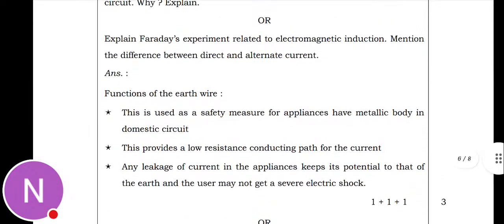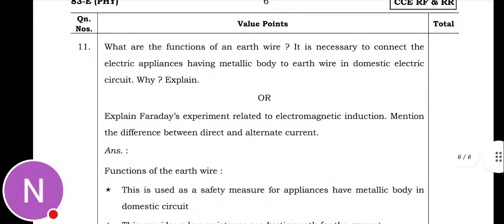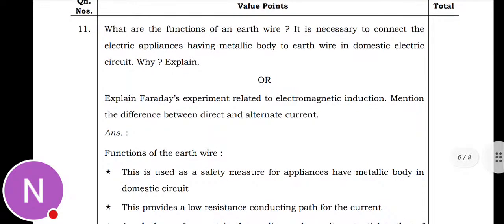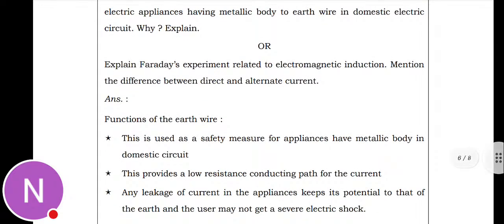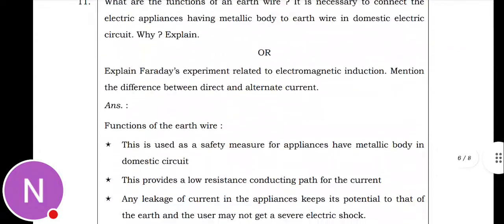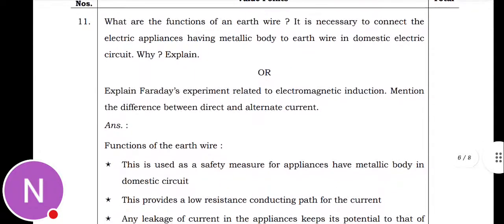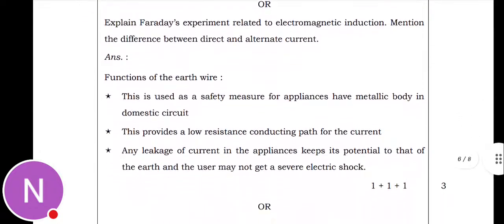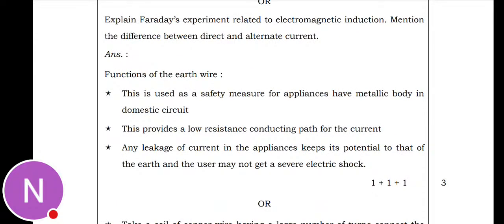1 plus 1 plus 1, these are the 3 points, 3 answers we have written. The first one is what is the function of earth. The second point is why it is necessary to connect electrical appliances having a metallic body. For these points we are given 1 plus 1 plus 1, so therefore you will get 3 marks.